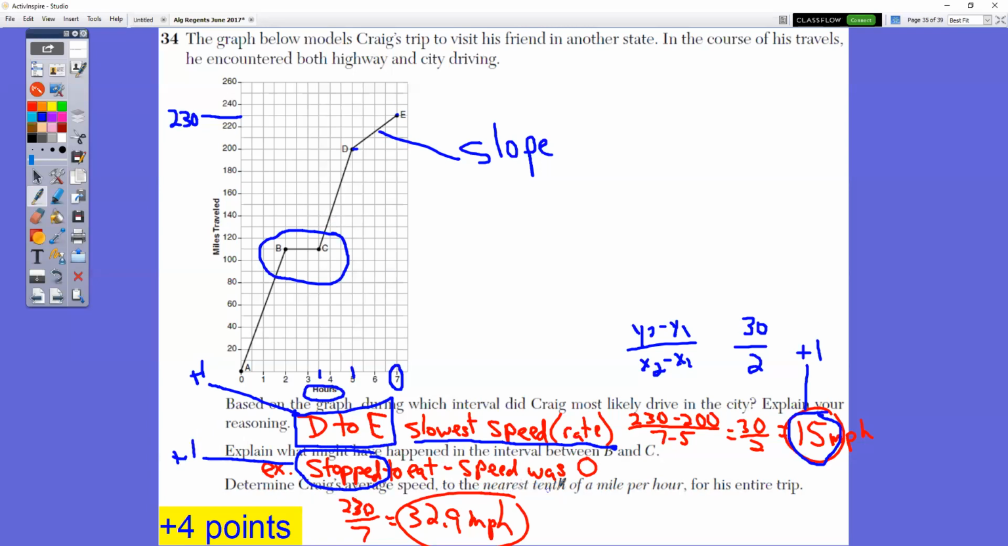Determine Craig's average speed to the nearest tenth of a mile for his entire trip. So E, all right, point E is 7 hours, and he went 230 miles. 230 divided by 7. His average speed was 32.9 miles per hour, all right? Because you have to divide miles divided by hours. So that is the 4th point. Questions on that one?